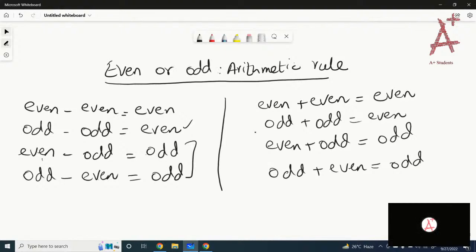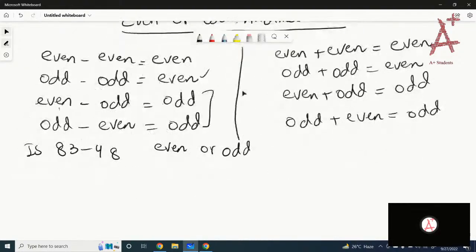Let's do an example. Let's do the first one: 83 minus 48. We need to see if we subtract them, whether the answer is even or odd, without subtracting. You don't need to subtract. You just need to understand these arithmetic rules. Okay, what about 83? Is 83 even or odd? 83 is odd and 48 is even. You are subtracting two different kinds of numbers. Look, you are subtracting an even number out of an odd one. The answer must be odd.